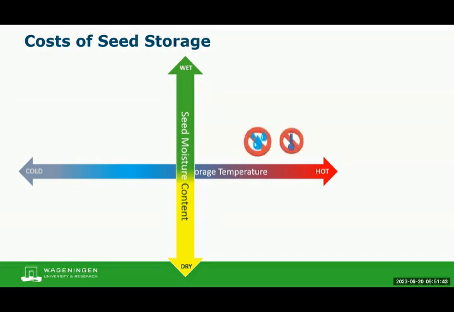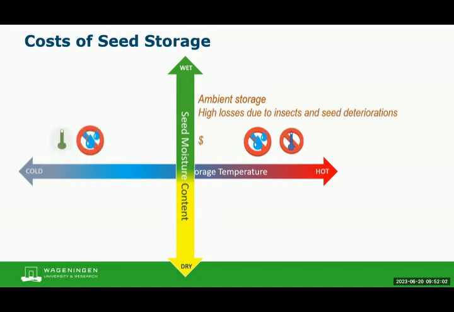Let us compare. The first one is the ambient storage, where the temperature as well as the moisture content is not controlled at all. We have no control over them. You can see the single dollar sign, which means it is the cheapest, because we are doing nothing. We just have a premise and we are putting the seeds inside it.